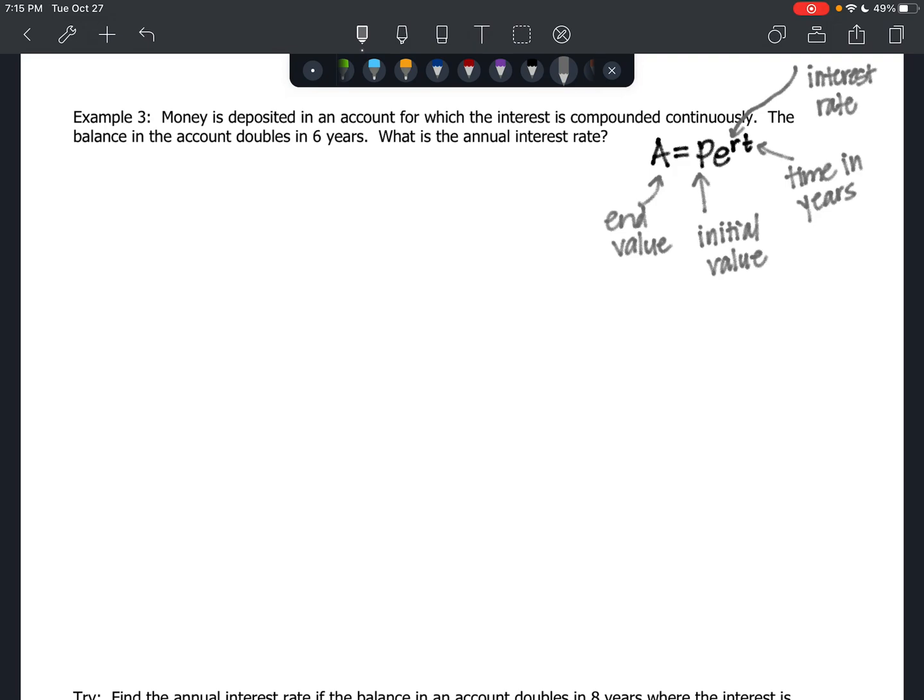Okay, for this problem, money is deposited in an account for which the interest is compounded continuously.